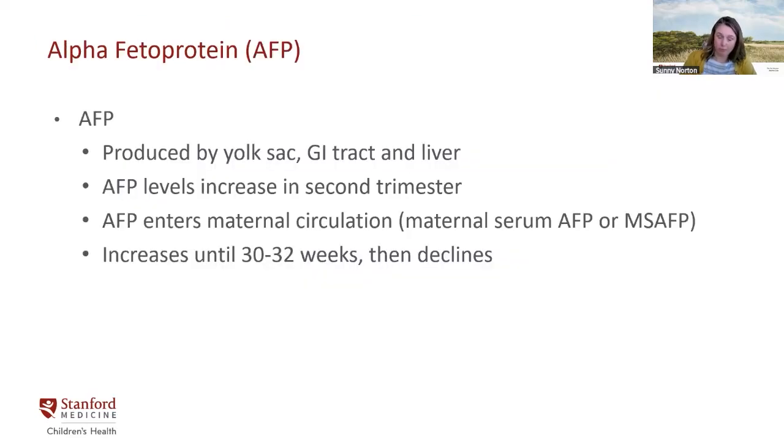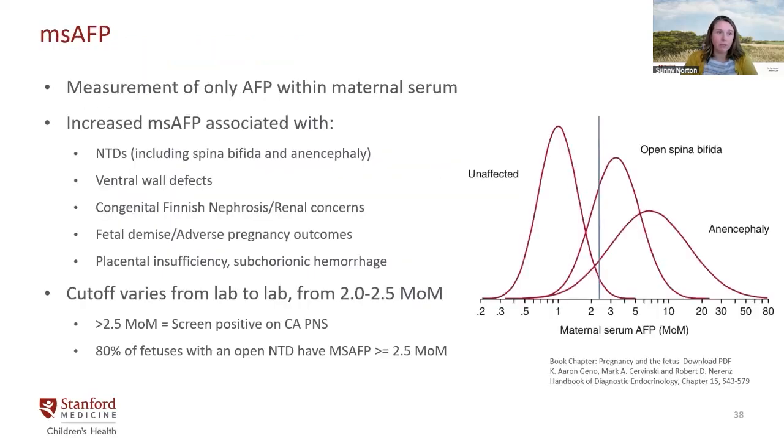We do still provide screening for neural tube defects and ventral wall defects with AFP, which is a protein produced by the yolk sac, GI tract, and liver. It increases in the second trimester until weeks 30 and 32. So we measure this between weeks 15 and 20. Typically, it's most accurate between weeks 16 and 18.